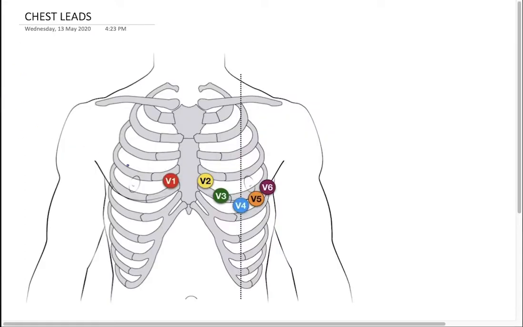Now coming to the chest leads, these leads are directly placed over the chest. As you can see, there are 6 leads: V1, V2, V3, V4, V5 and V6. V1 is placed at the right end of the sternum, just beside the sternum. Then V2 is placed at the left end of the sternum.